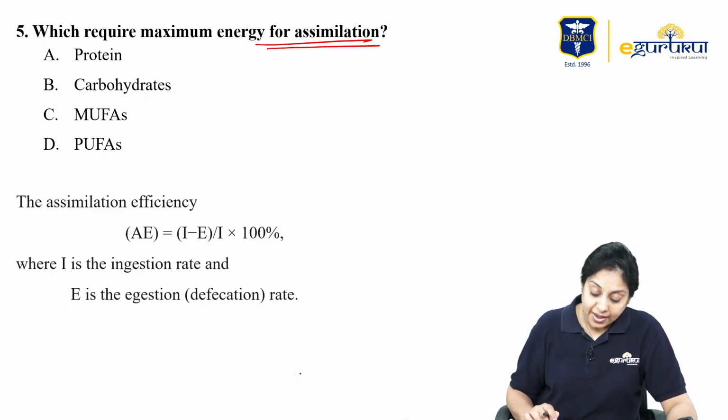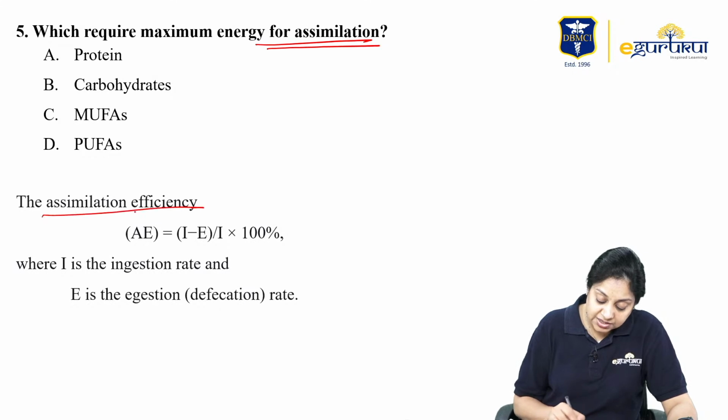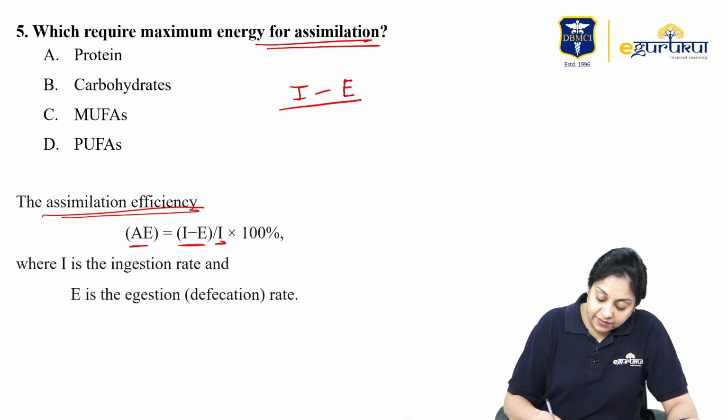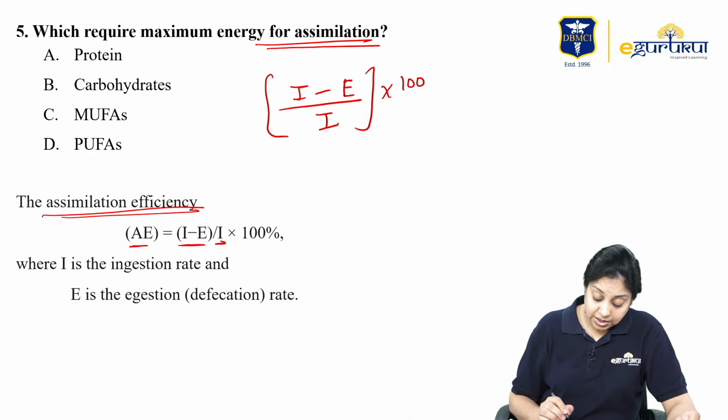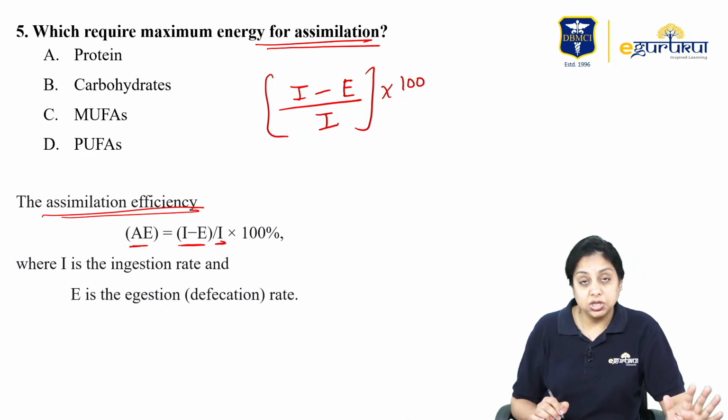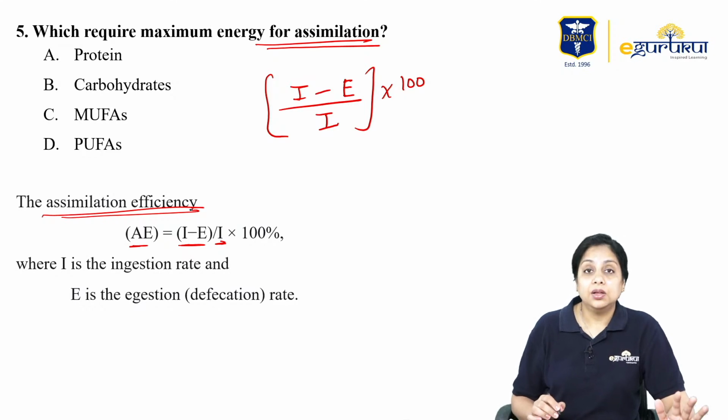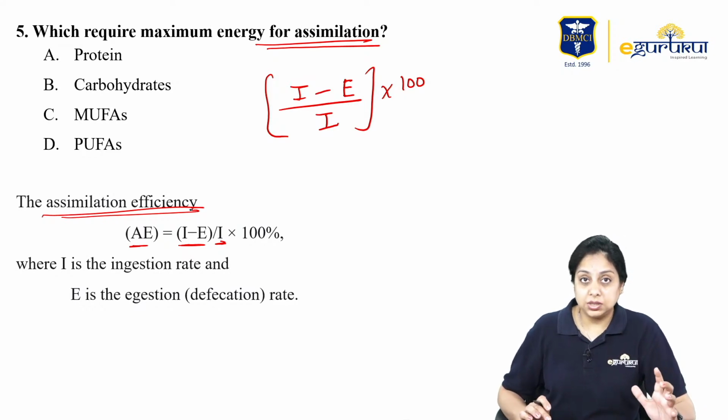What do we mean by assimilation? Assimilation efficiency A is (I minus E) divided by I, times 100 percent, which gives you assimilation efficiency. I is the ingestion rate and E is the egestion rate, right? Do we have to know the math? Not really. We have to know a theme around it.